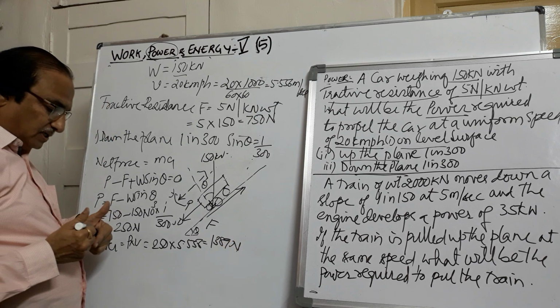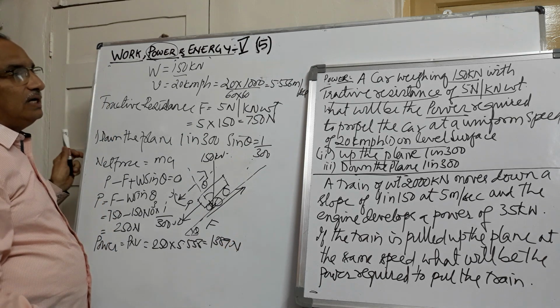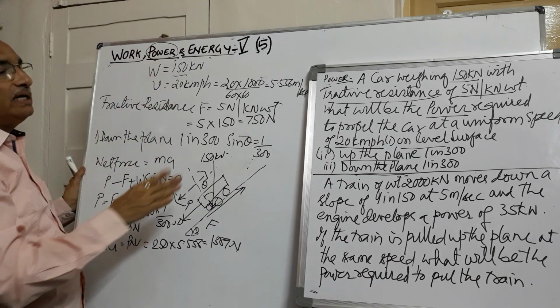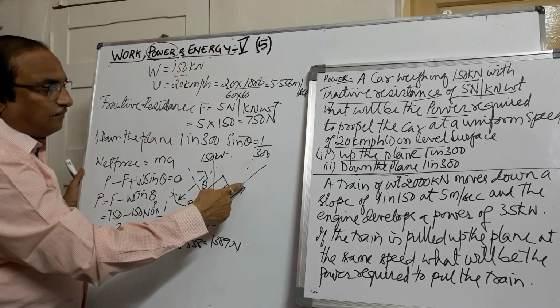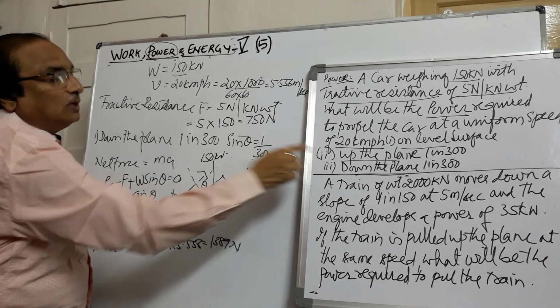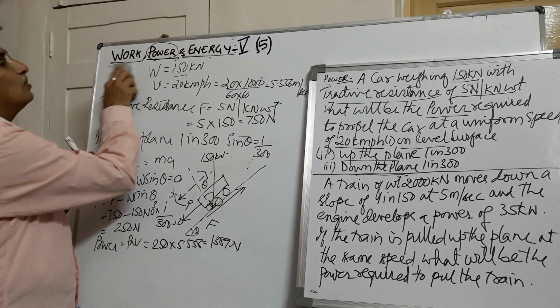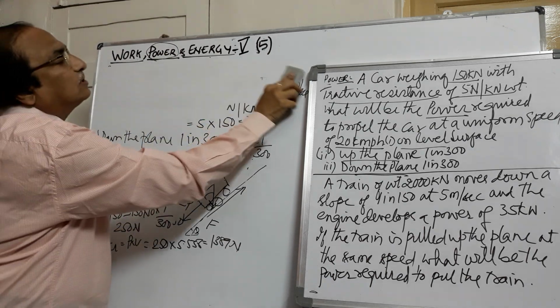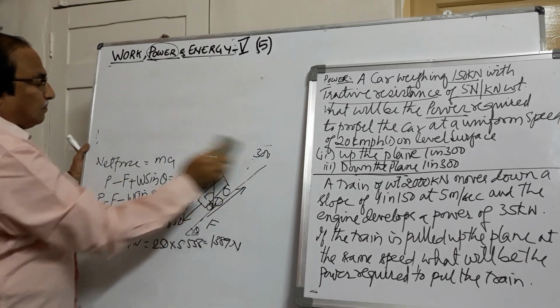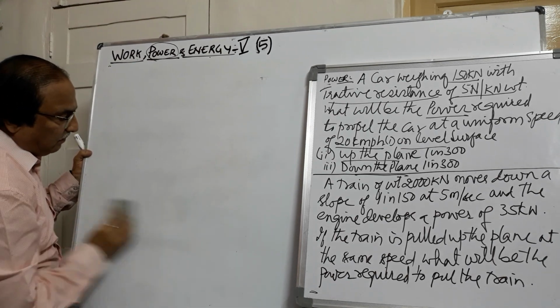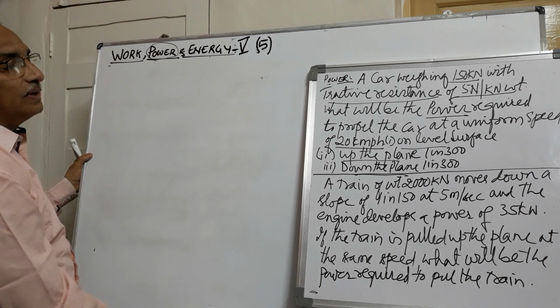So like this, we see all the conditions: when it is on a horizontal surface, going up the plane, going down the plane. If it is going up the plane, the force of friction will be down. If it is going down the plane, the force of friction will be up the plane, because force of friction always opposes the motion. This is a very simple example of what we have seen. We will see another case of problem here.